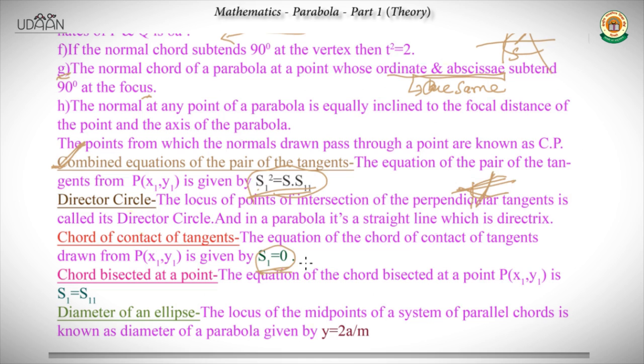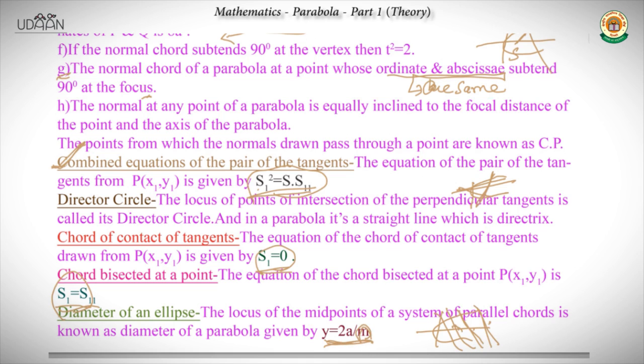Next, chord bisected at a point. The equation of the chord bisected at a point P(x1, y1) is given by S1 equals to S11. And again we know what is the diameter. The diameter is nothing but the locus of the midpoints of a system of parallel chords. And in case of parabola, its formula is y equals to 2a by m, where m is the slope of the chords. We know that since they are parallel chords, all the slopes will be same for all the chords. So here it is given y equals to 2a by m.